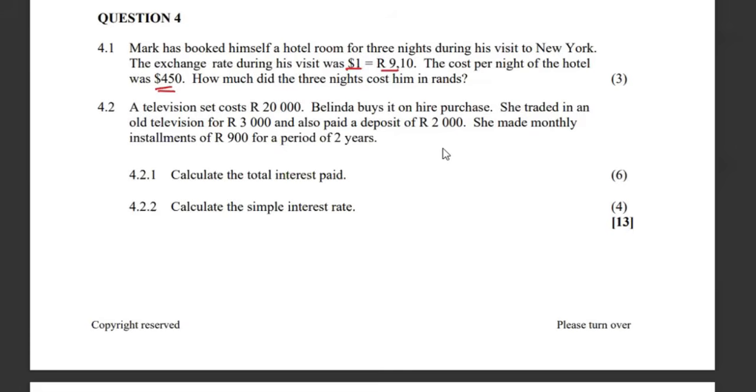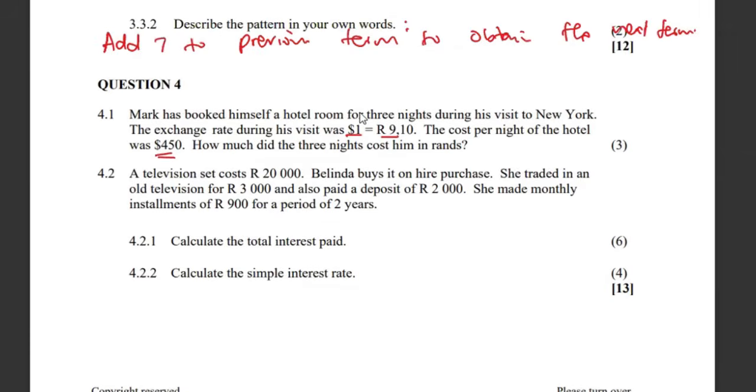So it's up to you how you want to do this. We can start by converting the 450 to rands and then multiply it by 3. Or if not, start by multiplying the 450 by 3 and then we do the conversion. So if I say 450 times 3, because that's the cost per night, okay? So that's 450 times 3. That is $1,350. That's how much he's going to spend for 3 nights.